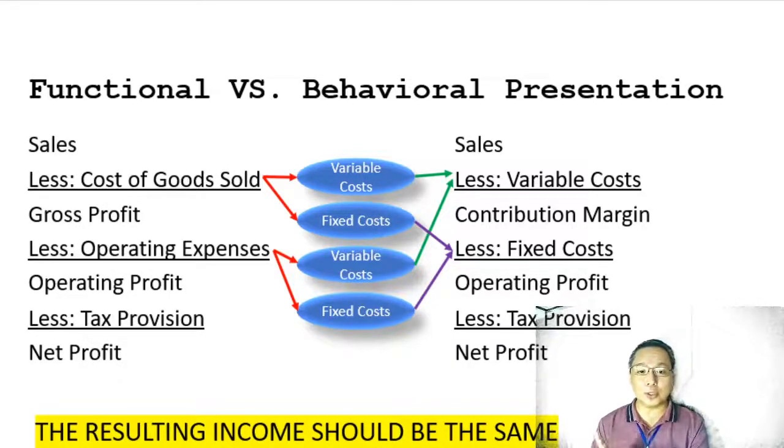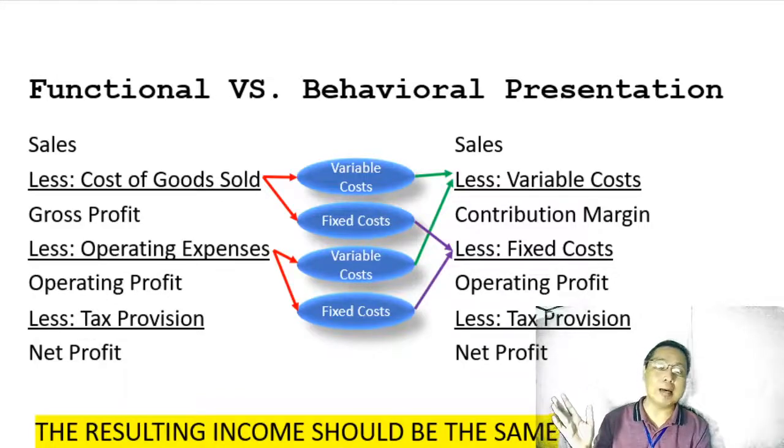Yung cost of goods sold sa manufacturing, di ba, there are three elements. You have your direct material, direct labor, and factory overhead. So siguro, ang gagawin natin, dun sa may right side, we're going to use or convert yung function na yon into a behavioral concept. Meaning, ika-classify natin sila into variable or fixed costs.